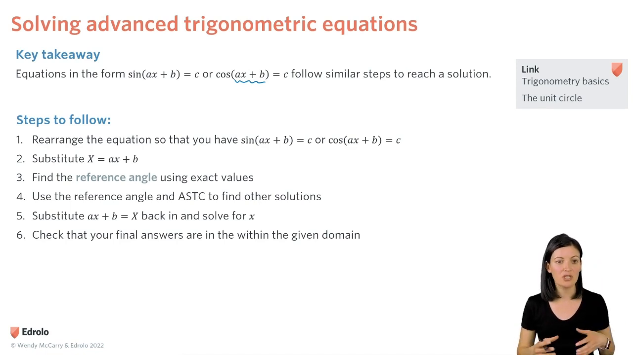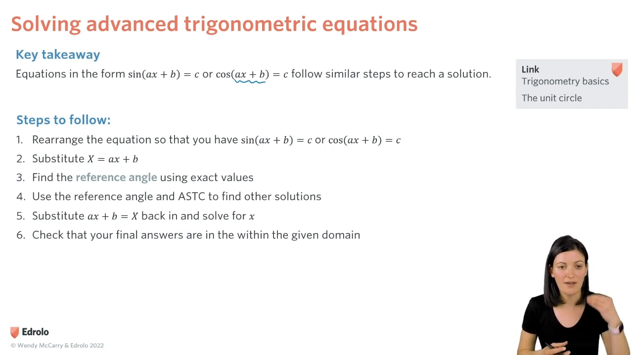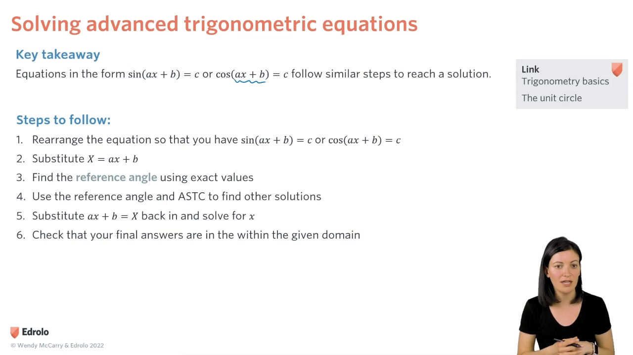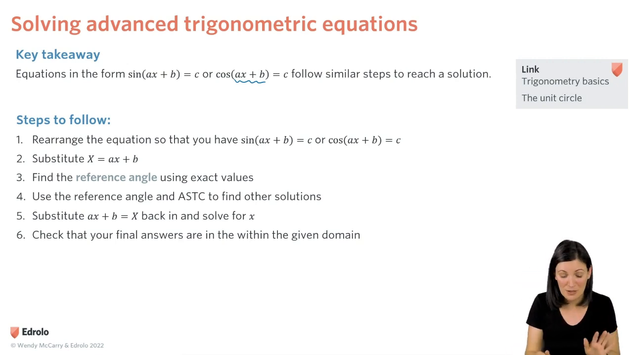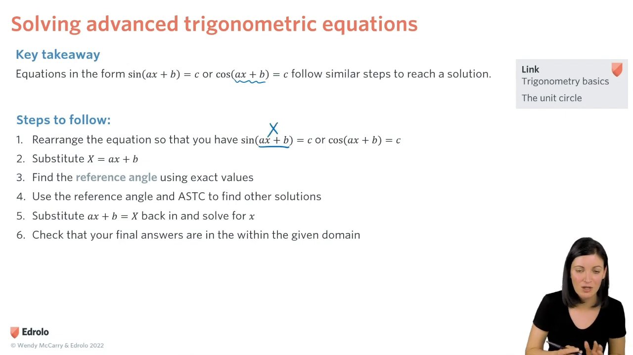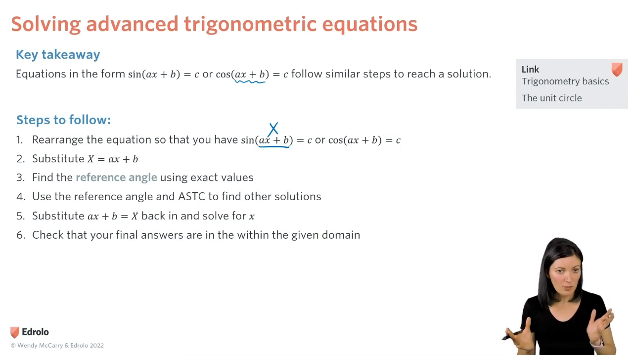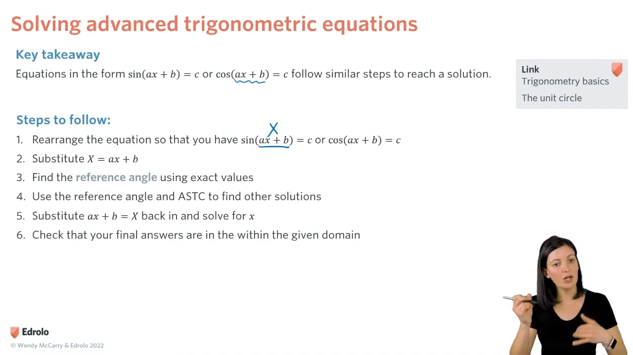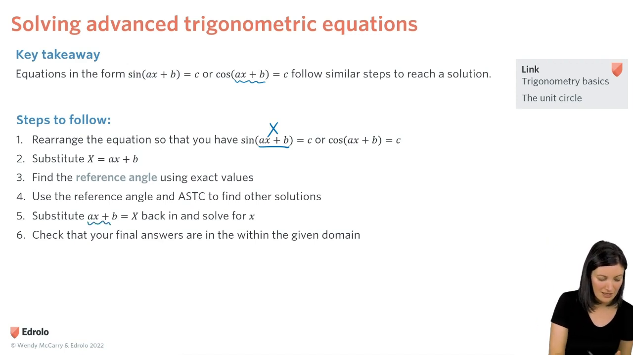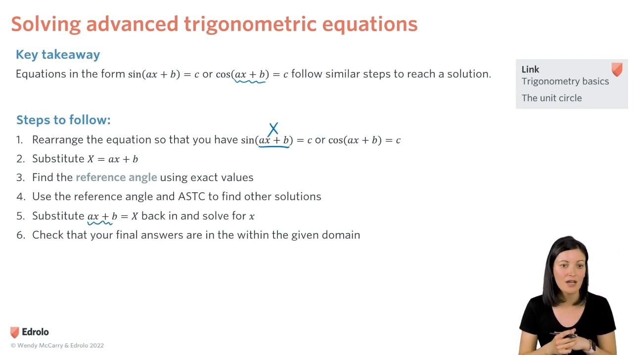Okay, so the first thing we want to do is still rearrange the equation, so we have sine of whatever that angle is, or cos of that angle, equal to some constant value c. Then we're just going to forget about what's in the bracket and replace it with a big letter X. Then we solve for that big X like we normally do, using our reference angle, our exact values, and our quadrants, our ASTC, to find the other solutions. Then we go back and re-substitute whatever was in the brackets for X, and solve for our actual angle x, okay?